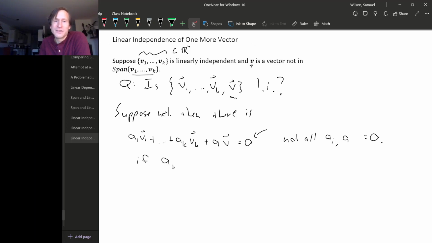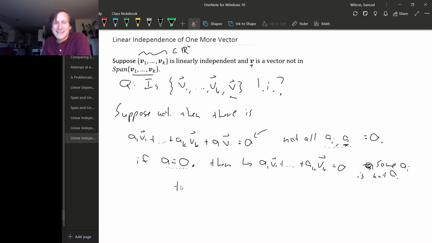The first case is if little a itself actually is 0. In that case, this linear dependence relationship becomes just a1 v1 plus dot dot dot up to ak vk equals 0. The v term drops out because we're considering the situation where a is 0. And since a was 0, and one of these things has to be non-zero, that means that some remaining a, so one of the ai, is not 0.